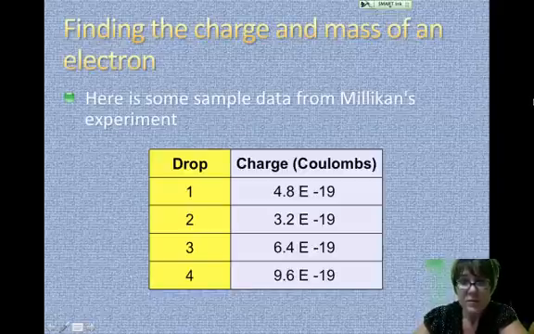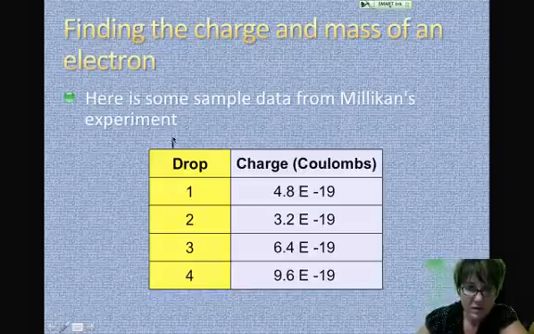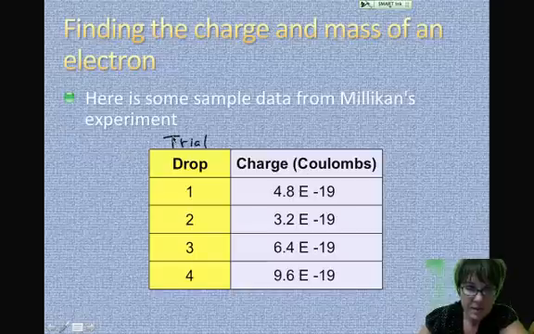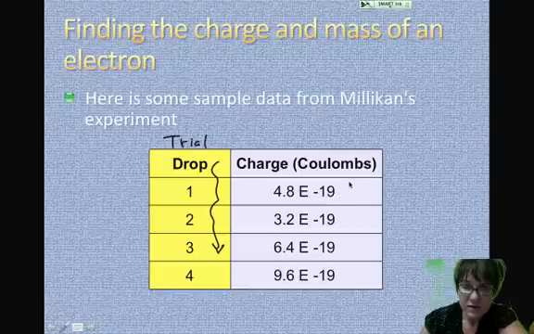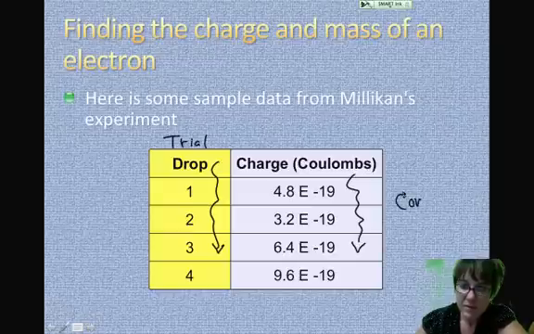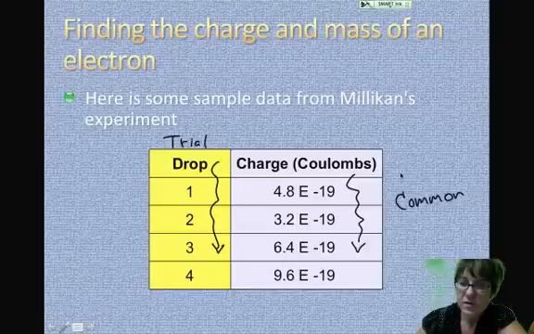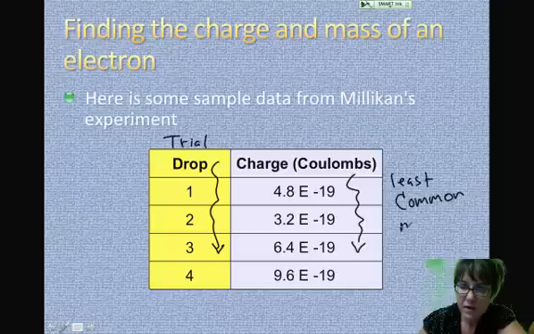So here's some data from Millikan's experiment. In the trials that he did, that are listed here, he found they were associated with charges that all had a common denominator. There was a number they had in common. This is called the least common multiple, I think. So what was the thing that all of these had in common? A number that would go into 4.8.